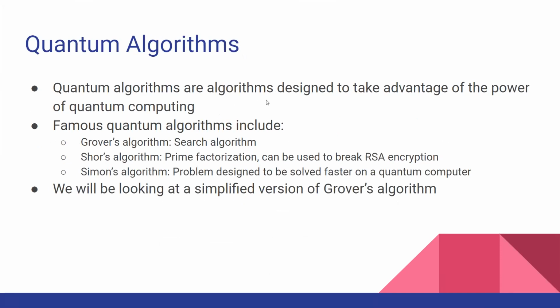So quantum algorithms are algorithms designed to take advantage of the power of quantum computing. Some of the more famous ones are Grover's algorithm, which is the one I'm going to be showing off. It's a search algorithm. Shor's algorithm, which is used for prime factorization, which, as I already mentioned before, can be used to break RSA encryption. And then Simon's algorithm, which is a problem designed to be solved faster on a quantum computer. So it's an algorithm that basically showcases the power of quantum computing and why it could be really faster. And so, yeah, we'll be looking at a simplified version of Grover's algorithm.